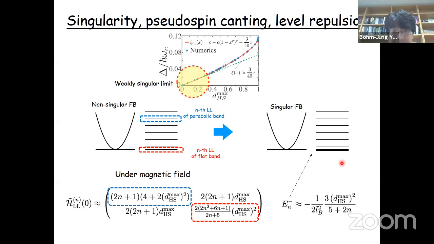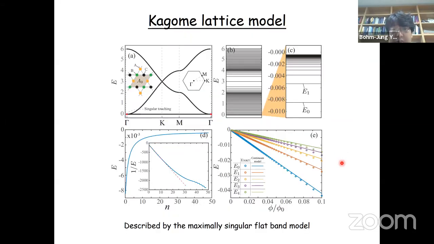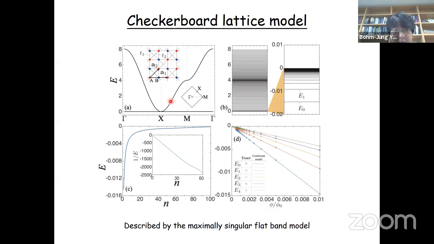So we confirmed this theory using various lattice models, including the Kagome lattice and the checkerboard lattice, and both of them show this singular band crossing. And here we see that this flat band is basically a maximally singular flat band.